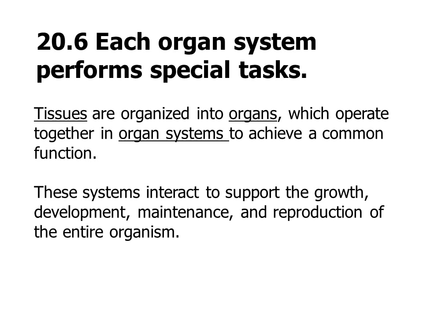What you should know about an organ system is that these are systems that interact to support the growth, development, maintenance, and reproduction of the entire organism. And there are 11 major systems.